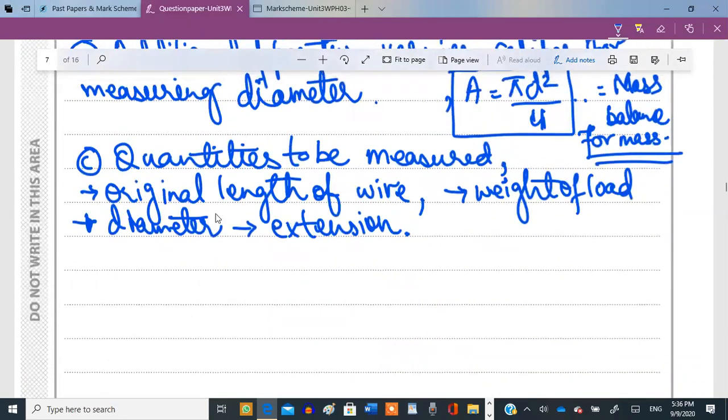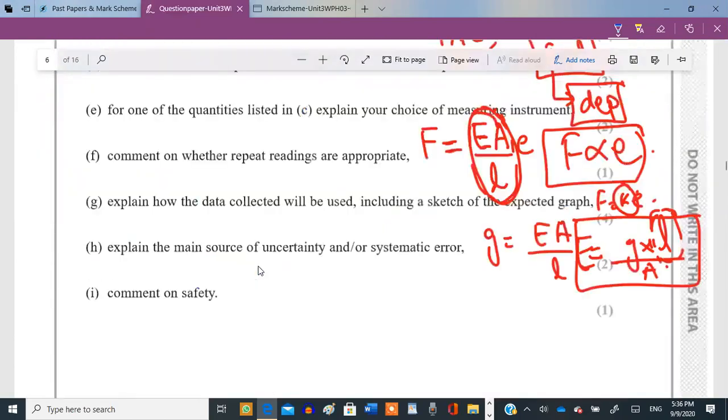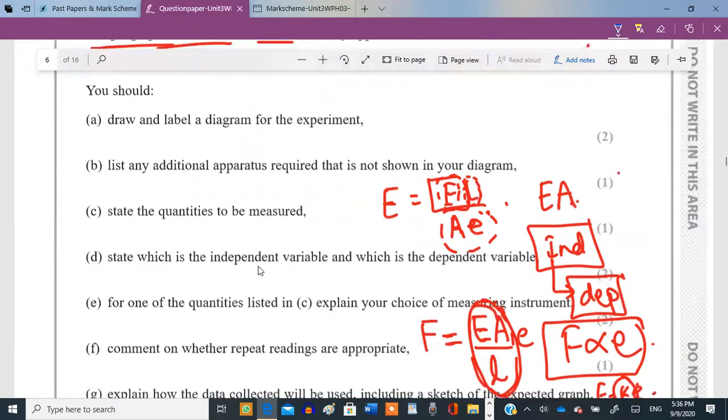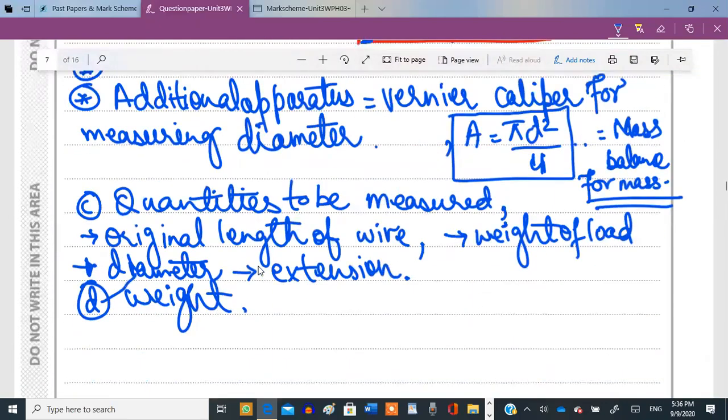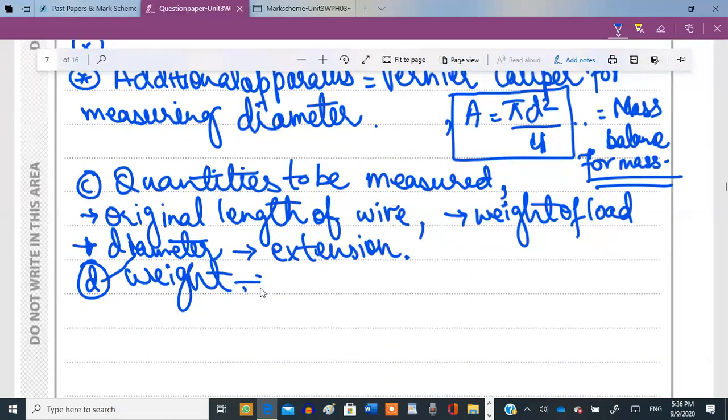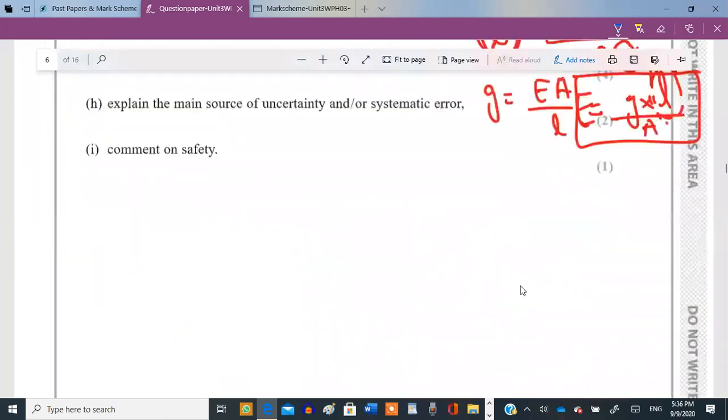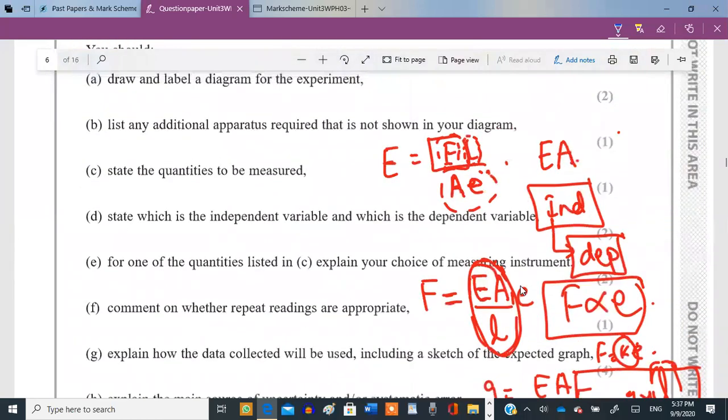Option D is weight, or the load itself, it's up to you, weight or load. And the dependent variable is extension, okay? If weight is the independent variable, then the dependent variable is the extension. Then option D, then comes E.